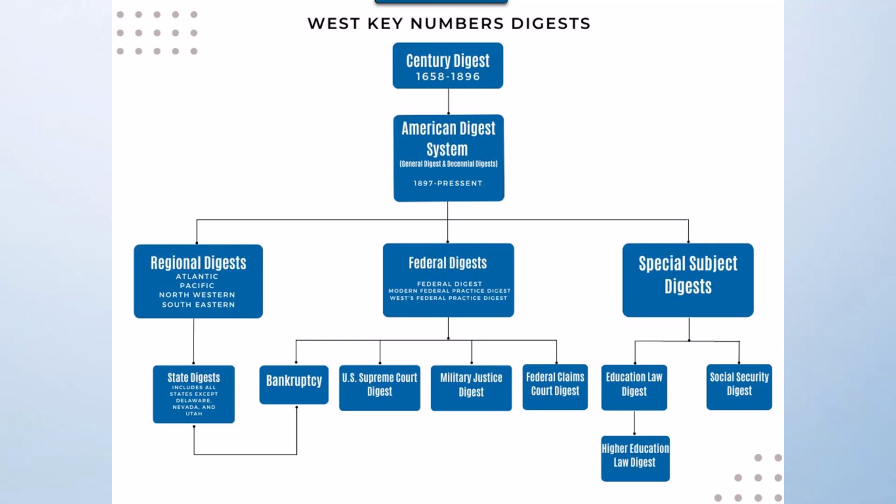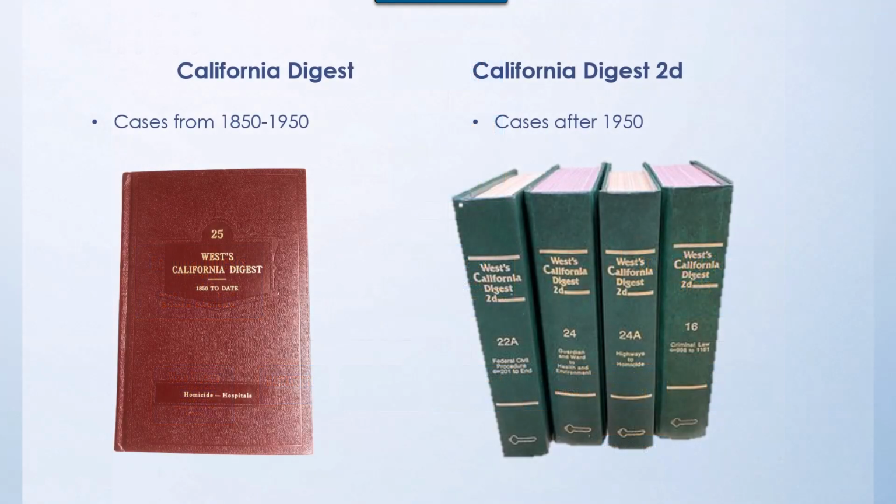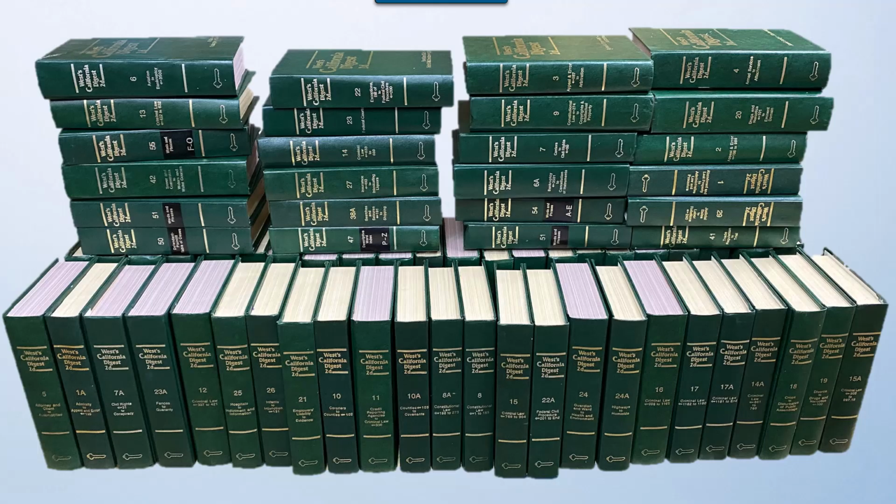Now let's look specifically at California's digest. The original West California Digest is pictured here on the left, and it covered cases from 1850 to 1950. We do not have this in the Indio branch. They may have it at the main library in Riverside. Cases decided after 1950 are digested in West California Digest Second. It's pictured on the right. Our library does have this digest. Digests can be fairly large sets. Here's a picture of the entire West California Digest Second.